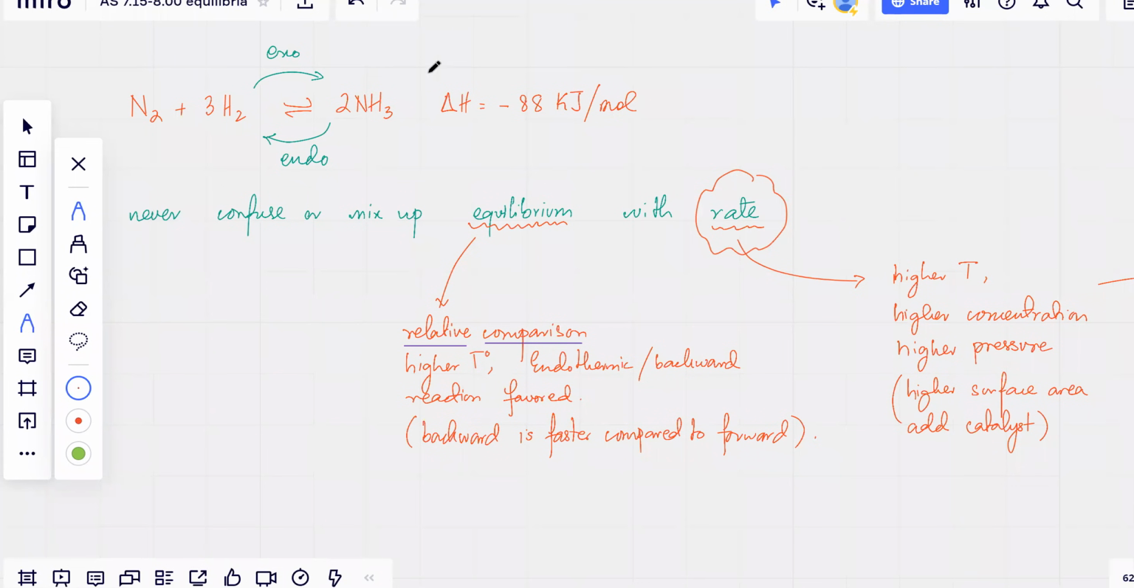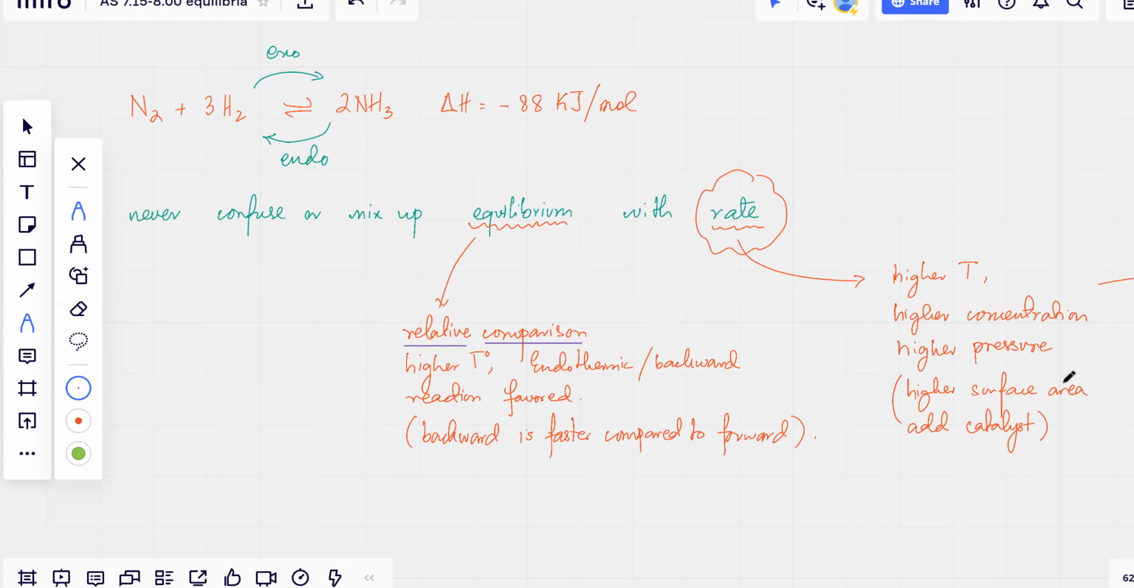So not only the forward reaction but also the backward reaction, any reaction, whatever it is, it's going to speed up at higher temperature, or if the particles have higher concentration, or if the pressure is higher, both the forward and the backward reaction are going to speed up. But what equilibrium states is one of them is still going to be faster compared to the other one. So do you get the difference? Is this clear?